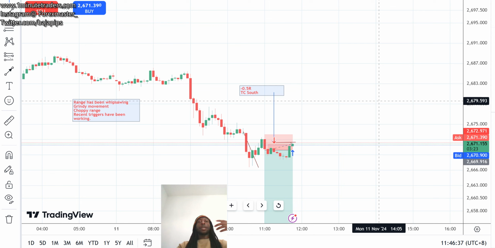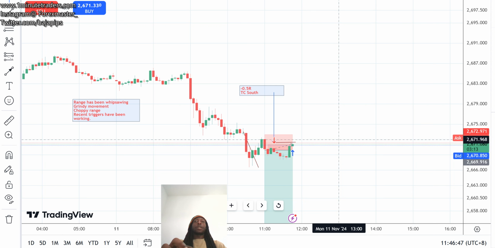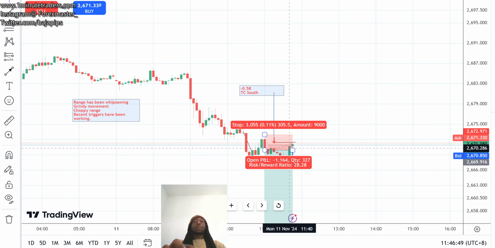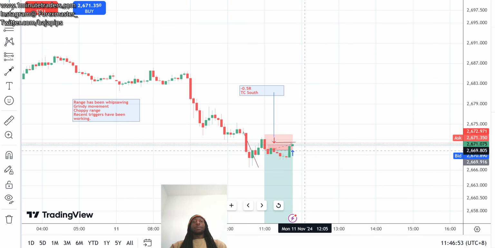Just for visuals, just so I could take note. And what I'm gonna do now is wait for this 5-minute candle to complete. And in the next 5 to 10 minutes, if we can come back down below this, that got me out, then I'm gonna get back in for my second chance entry.